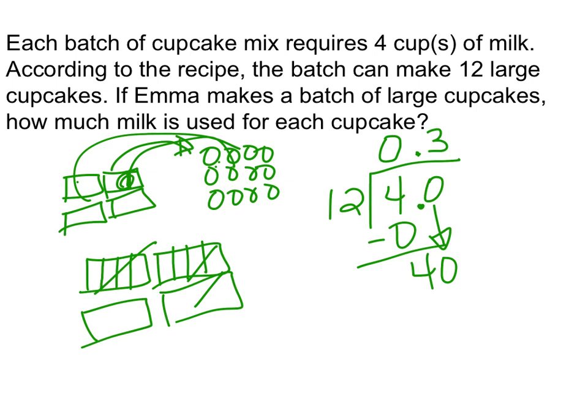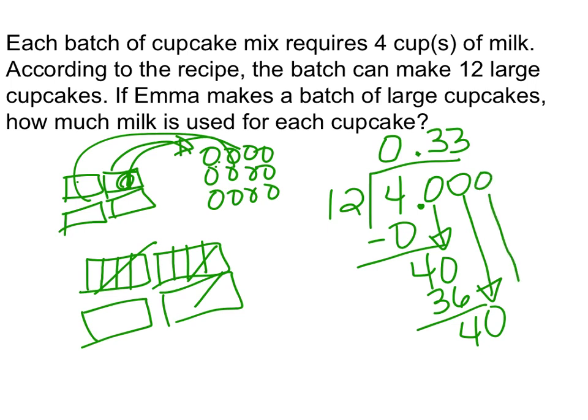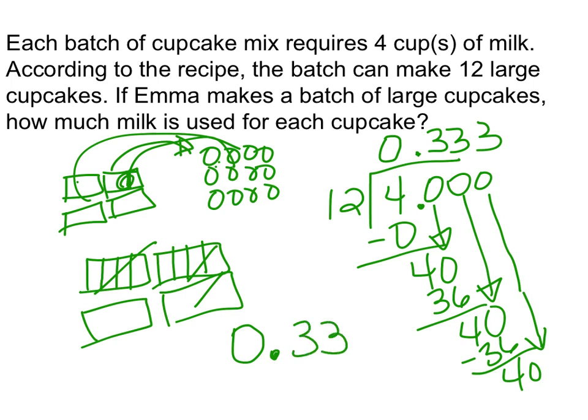3 times 12 is 36. Remainder is 4. 12 into 40 is 3 times again, because I'm bringing the 0 down. So what do you notice about this? It's going to be a repeating decimal, right? And you keep going and going, so it's going to be a repeating decimal. So in this case, it didn't end up to be a whole number, but it still was an answer.